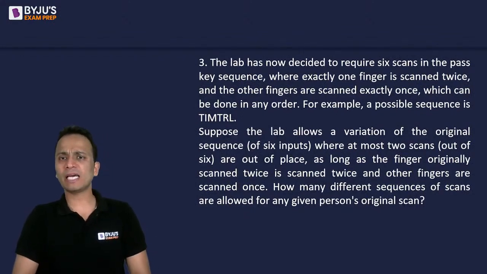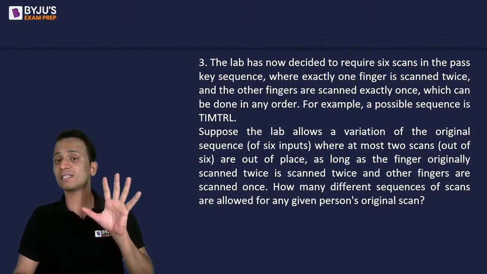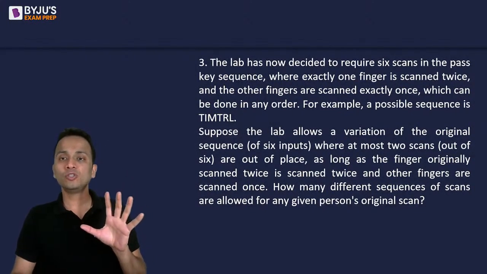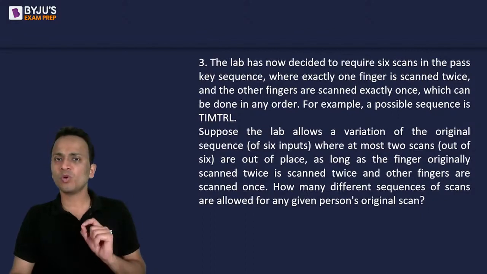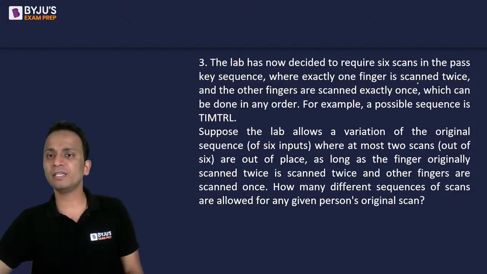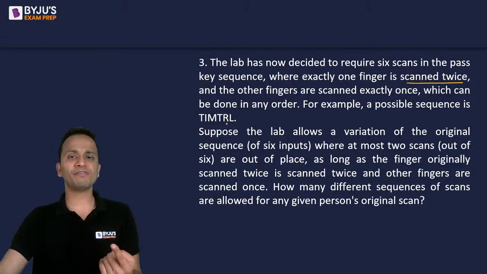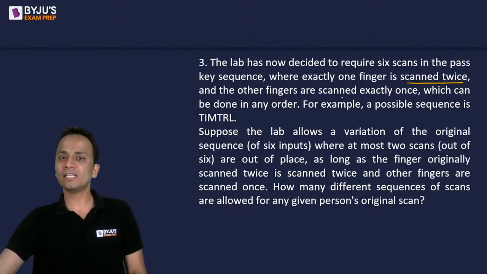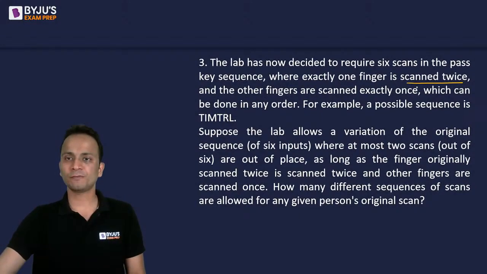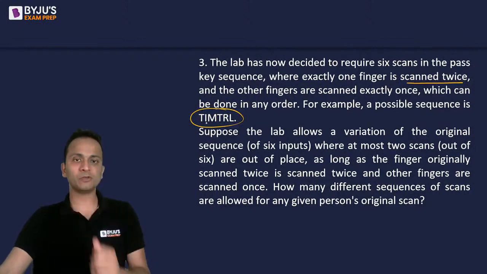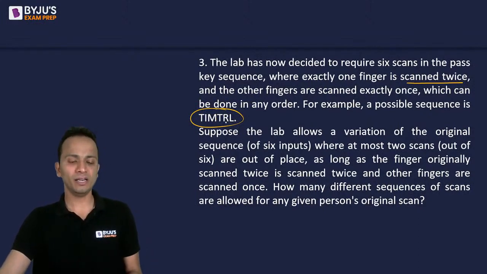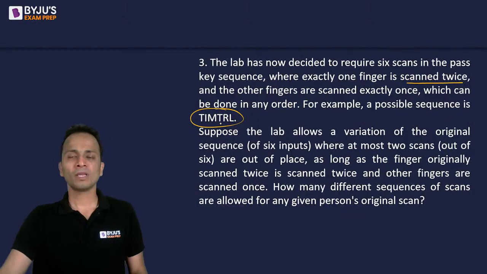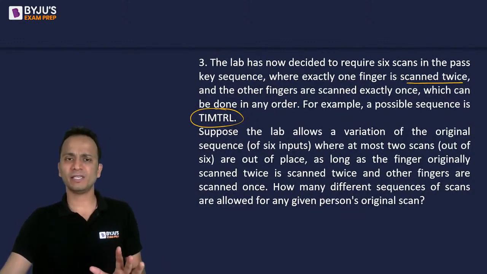The lab has now decided to require 6 scans. There are 5 fingers, but 6 scans in the pass key sequence where exactly one finger is scanned twice. So any one finger will be scanned 2 times. And the other fingers are scanned exactly once, which can be done in any order. For example, a possible original sequence is T I M T R L. So T is scanned 2 times, and T can be scanned twice in any sequence. Okay.